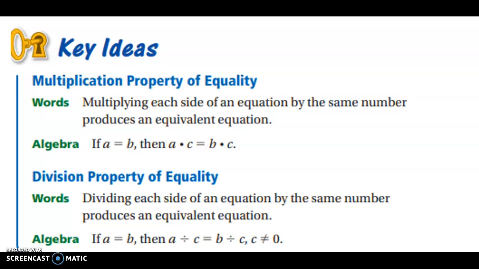The multiplication property of equality is basically when you multiply both sides of an equation by the exact same number, then they are still going to be equivalent. And the division property of equality says when you divide both sides by the same number, as long as it's not 0, they will both still be equal. So kind of like the same with the addition and the subtraction property of equality.